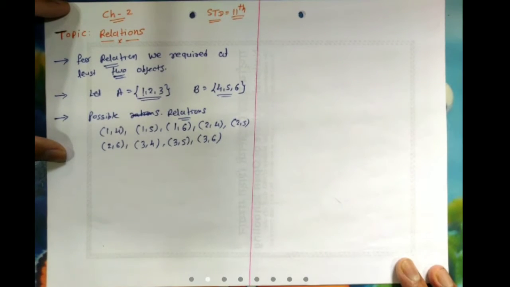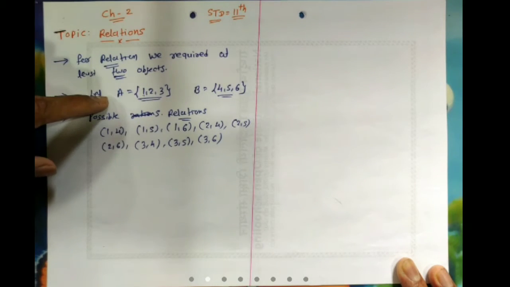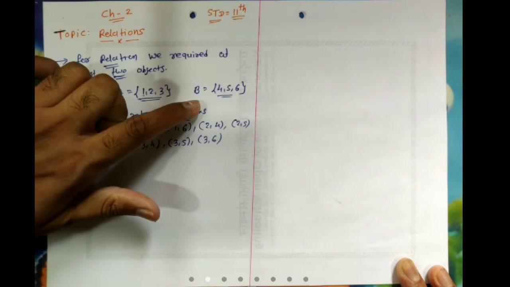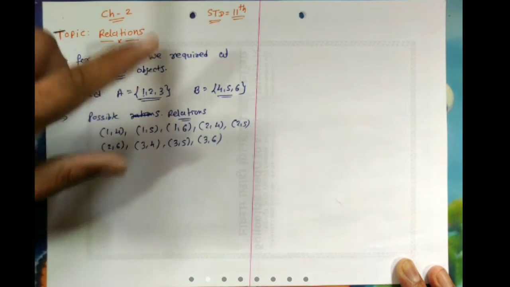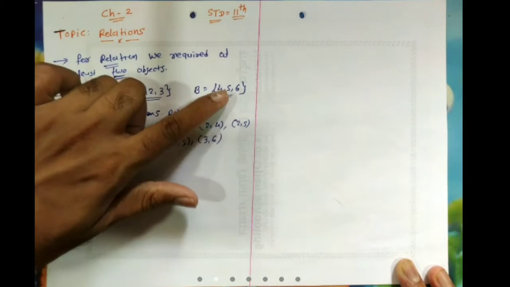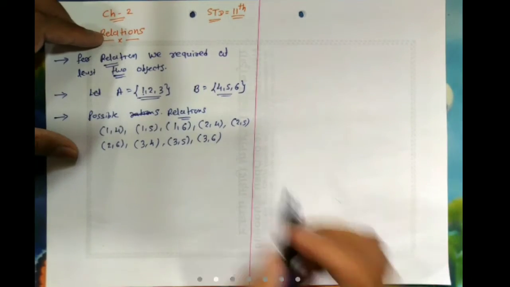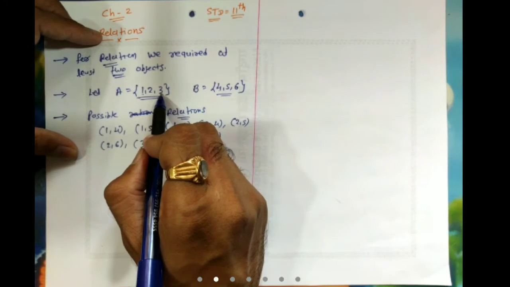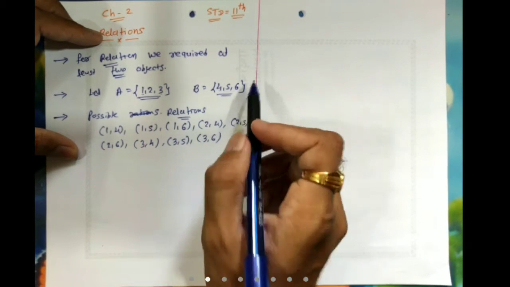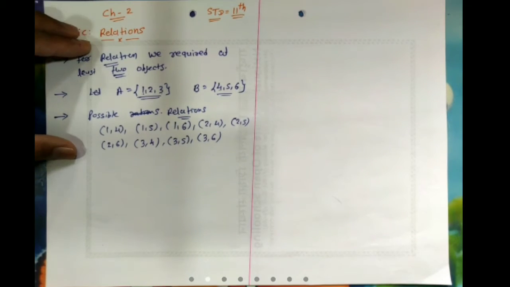So here the total possible relations of elements of set A with the elements of set B can be: 1 can relate with 4, 1 can relate with 5, 1 can relate with 6, 2 can relate with 5, 2 can relate with 4, 2 can relate with 6. Similarly, 3 can relate with 4, 5 and 6. So these are the different possibilities.